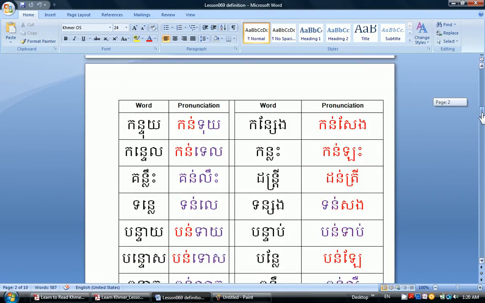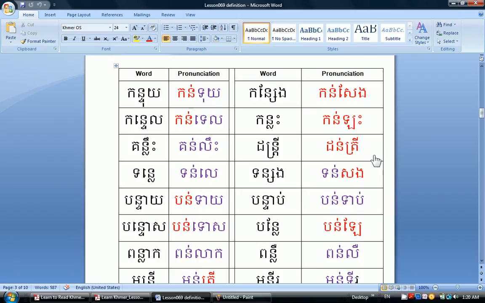Okay, so here are additional words taken from outside the textbook. These words will help us practice this lesson. So now let's read these words.